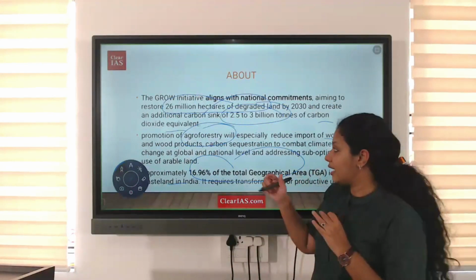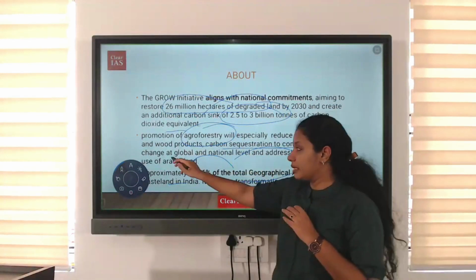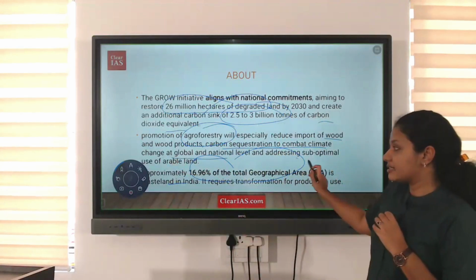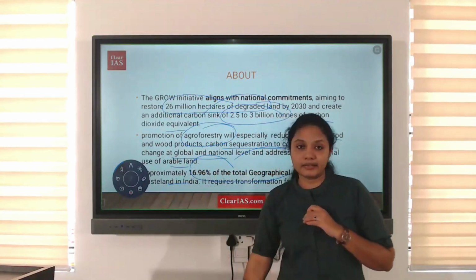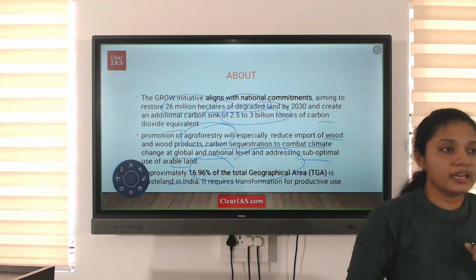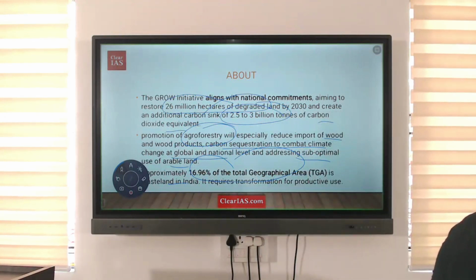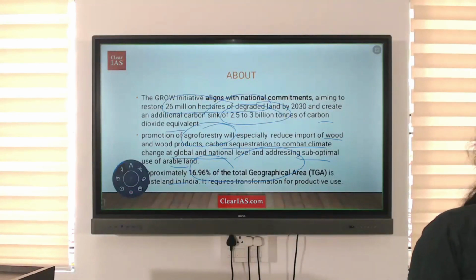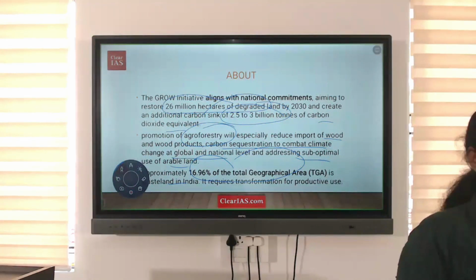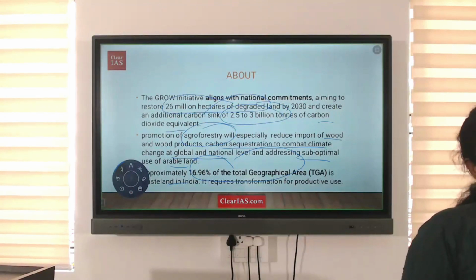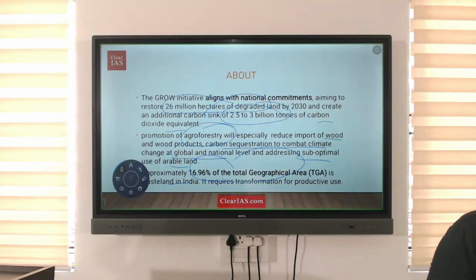Now, carbon sequestration to combat climate change at global and national levels, addressing optimal use of arable lands. Environmentally, economically, and also the livelihood of the people can be improved. With agroforestry, people, who are mostly dependent on minor forest produce and timber, benefit. So social, economic and environmental development could be achieved by the GROW initiative. Clear?